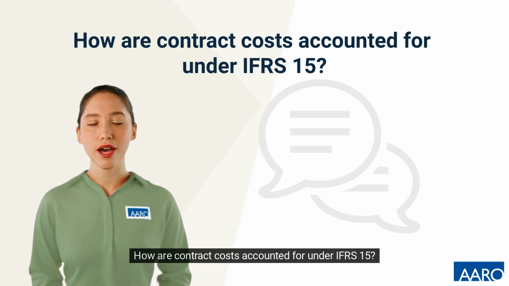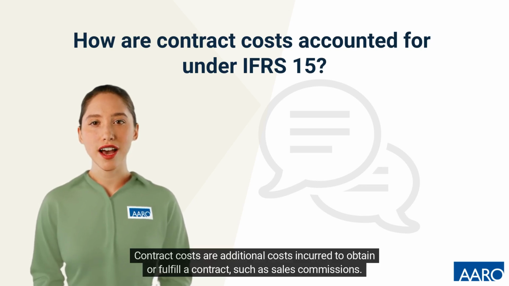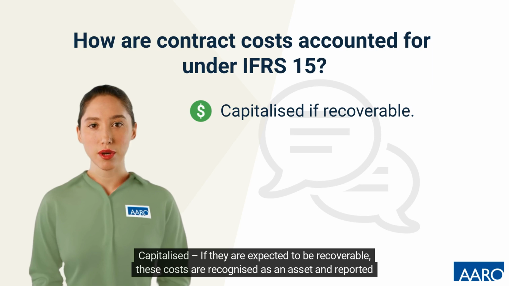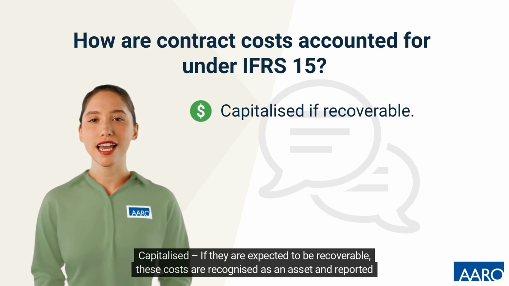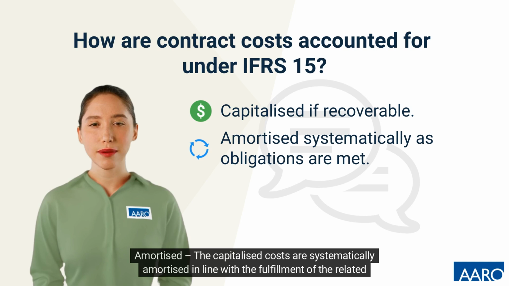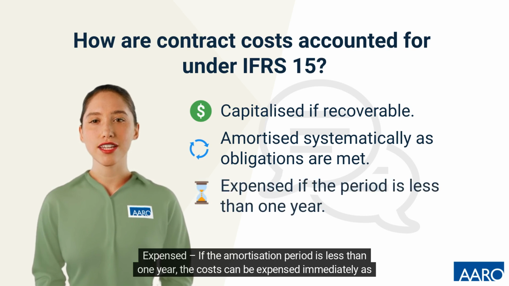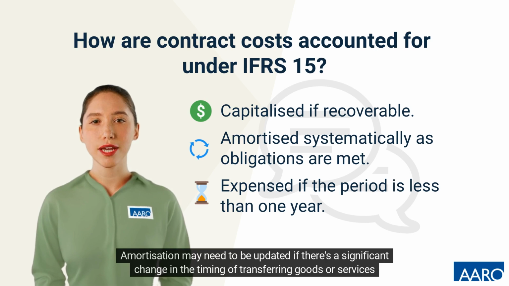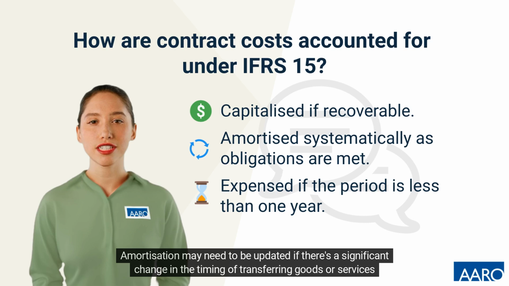How are contract costs accounted for under IFRS 15? Contract costs are additional costs incurred to obtain or fulfill a contract, such as sales commissions. IFRS 15 allows these costs to be capitalized. If they are expected to be recoverable, these costs are recognized as an asset and reported separately in the financial statements. Amortized: the capitalized costs are systematically amortized in line with the fulfillment of the related performance obligations. Expensed: if the amortization period is less than 1 year, the costs can be expensed immediately as a practical expedient. Amortization may need to be updated if there's a significant change in the timing of transferring goods or services to the customer.